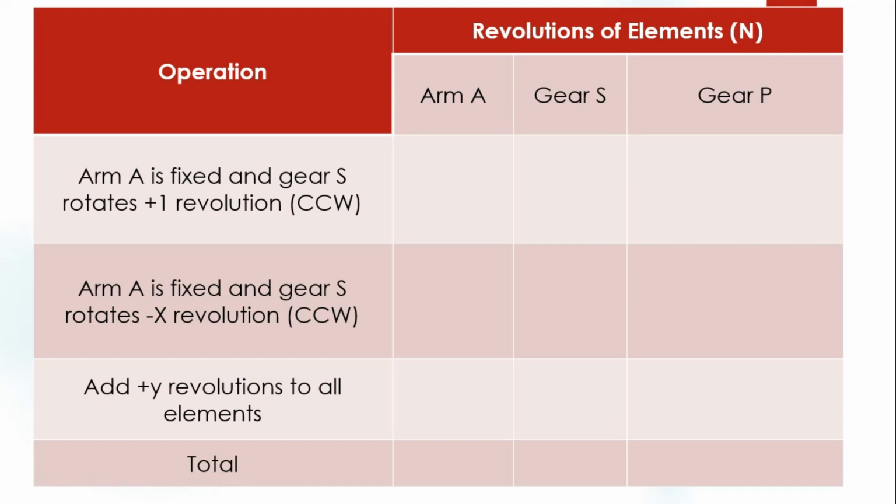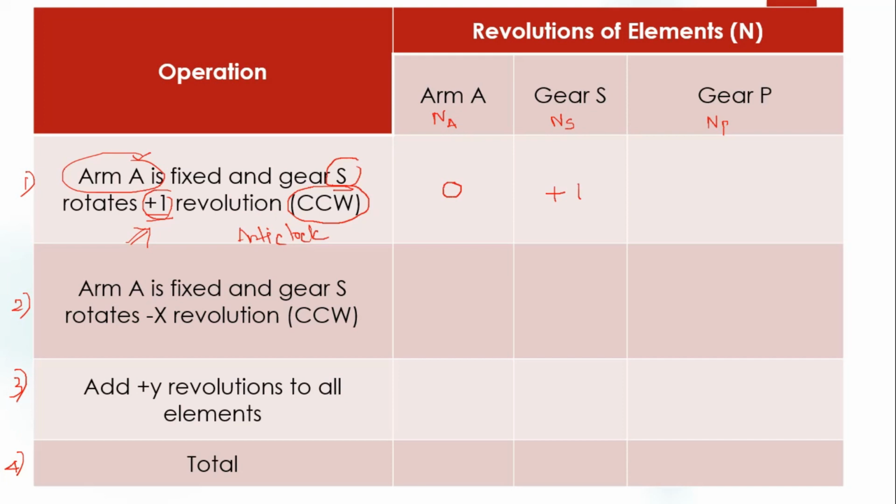Clear? So before solving this problem, first we have to draw the tabulation, right? So this is the tabulation, and this is first condition, second condition, third condition, and this one is total, fourth, right? So first we have to write, arm A is fixed and the sun gear S rotates plus 1 revolution. We have to assume the sun gear S rotates plus 1 revolution counterclockwise direction, which means anti-clockwise direction, right? So arm is fixed, that's why this is the speed of NA and this is the speed of NS and this is the speed of NP, right? So arm is fixed, so which means there is no rotation, right? So the speed of NA, which is equal to 0. Next, the gear S rotates plus 1 revolution. So we are assuming plus 1 rotation for gear S, anti-clockwise direction, that's why plus 1.